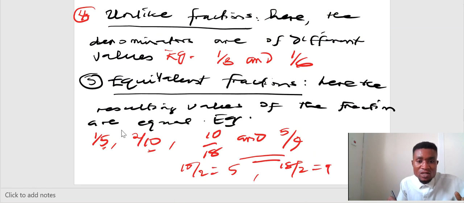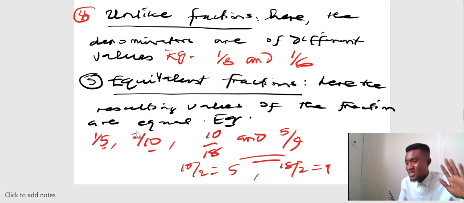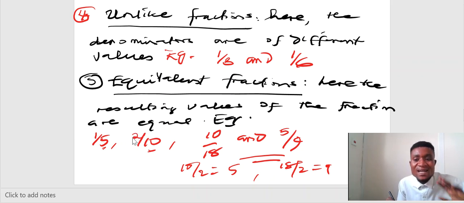So quickly, we also talk about the unlike fractions, where the denominators are of different values, but the numerators are of the same value. So we tried to compare 1 over 3 and 1 over 6, and at the end of the day, we discovered that the denominators are not the same. The first one, the denominator is 3, the second one, the denominator is 6, but their numerators are the same.